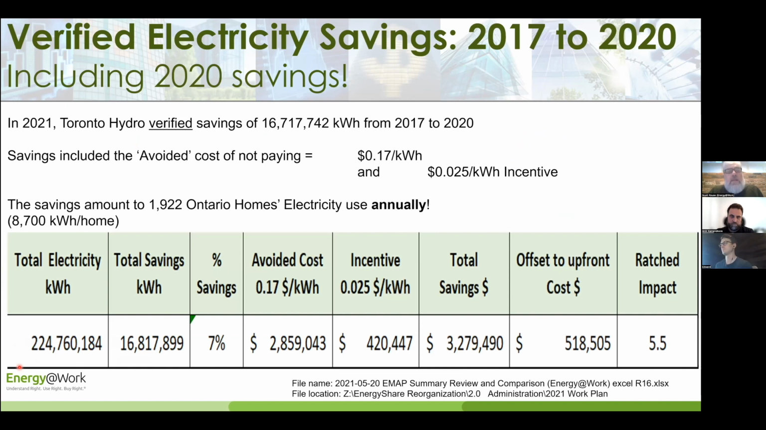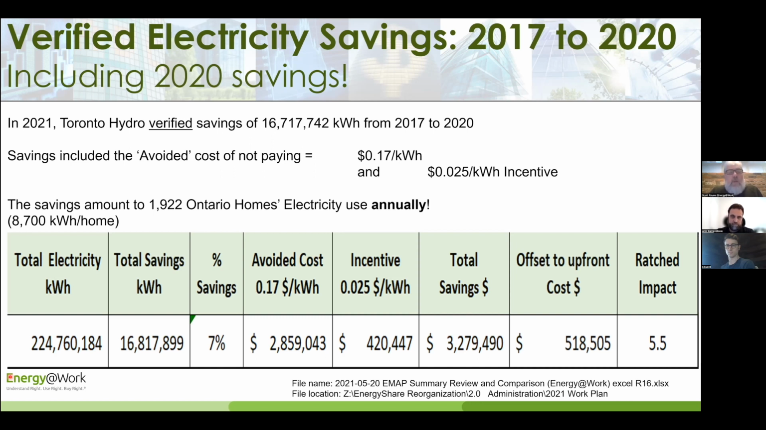So digging a little bit deeper, you can see the 16 million kilowatt hours from 2017 to 2020. The avoided cost was approximately 17 cents per kilowatt hour. That's what we used. The incentive was 2.5 cents for the incentive. And if you wanted to get some perspective, that's close to 2,000 Ontario homes, the annual electricity use that they would use. And that's based on 8,700 kilowatt hours per home, which is a number we were able to get from the independent electricity system operator.